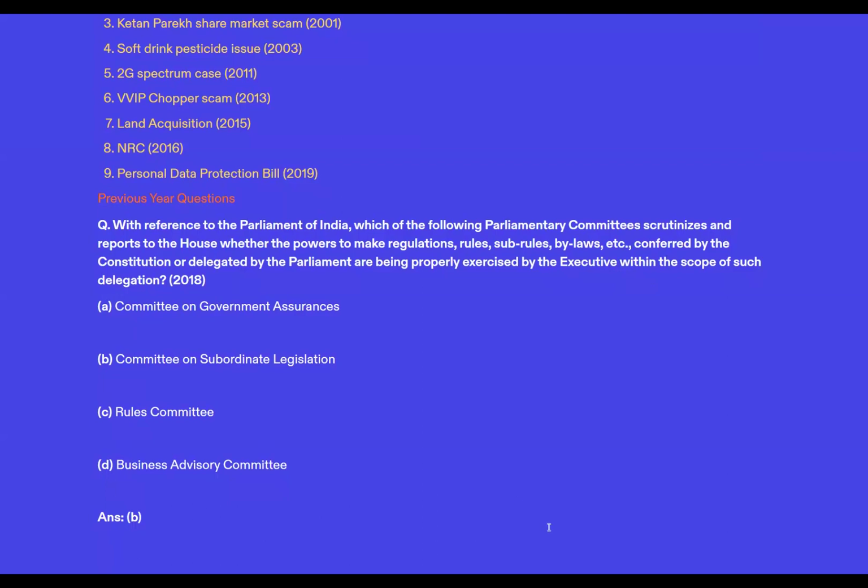So try to go and read about parliamentary committees after this session. Take half an hour and read about parliamentary committees, different types of committees, their powers, their composition, so that you also get a gist of it. And any question coming from committees, you are able to solve it appropriately.